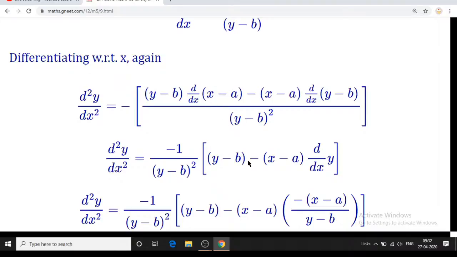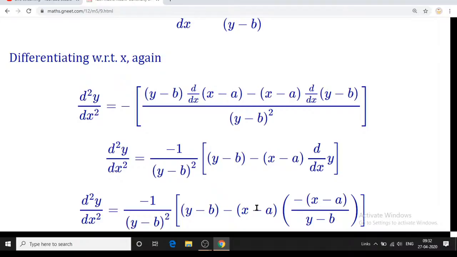So no need to write, minus x minus a. When we take the derivative of y minus b with respect to x, this will become dy by dx, and the derivative of b is 0. So x minus a dy by dx.